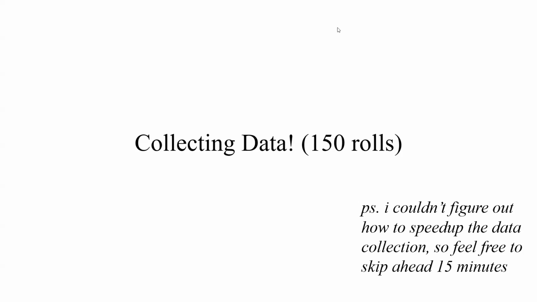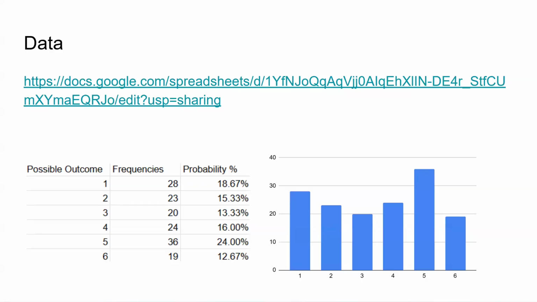And now we will jump into collecting our 150 rolls. I have recorded all my data on a Google Sheet if you're interested in seeing each trial individually, from one all the way to 150, but I've also summarized it visually in this chart.